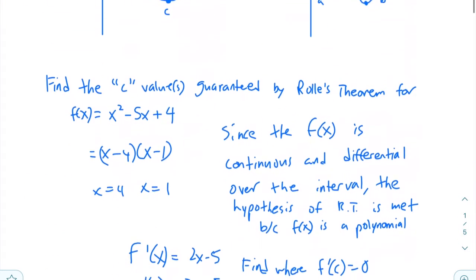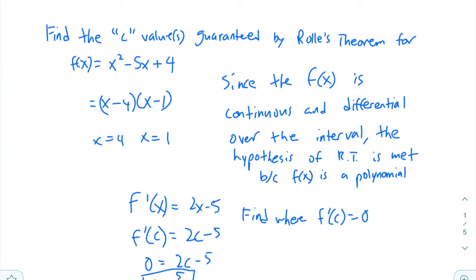Okay, so let's do an example. Find the c values guaranteed by Rolle's theorem for the following function. We're given f of x equals x squared minus 5x plus 4.